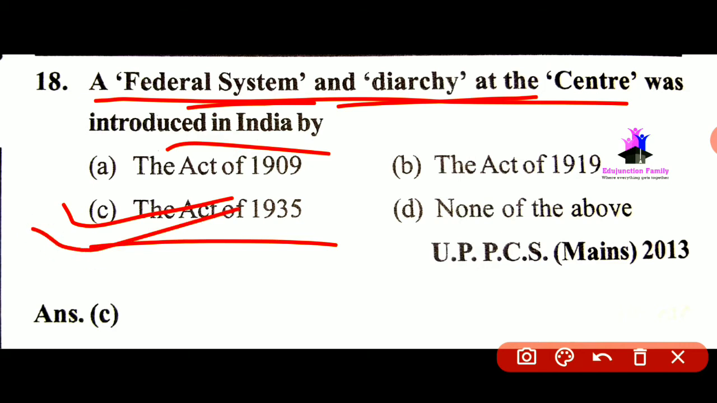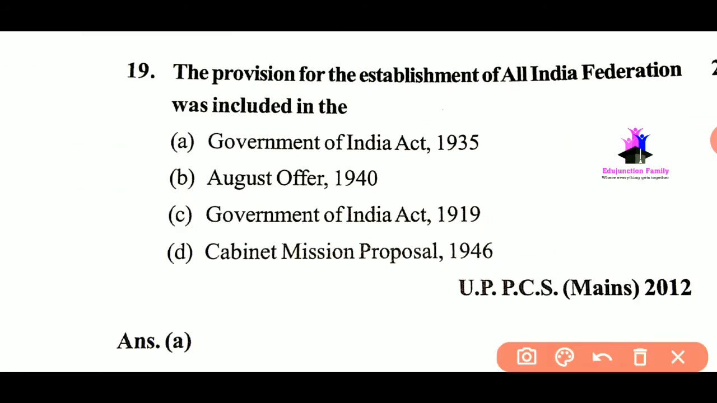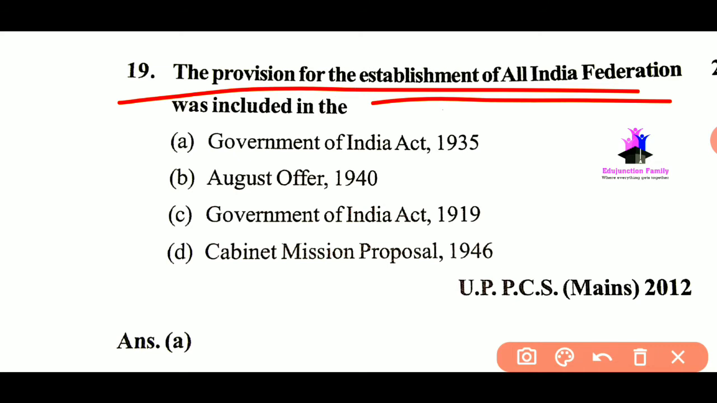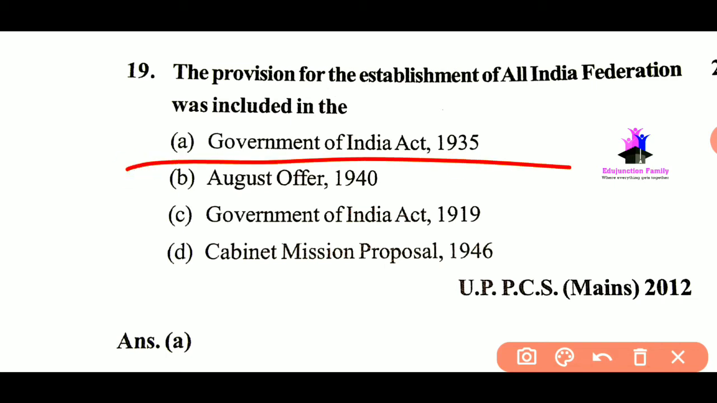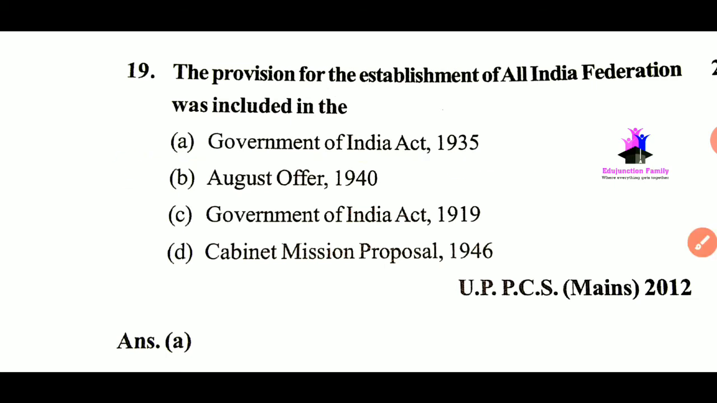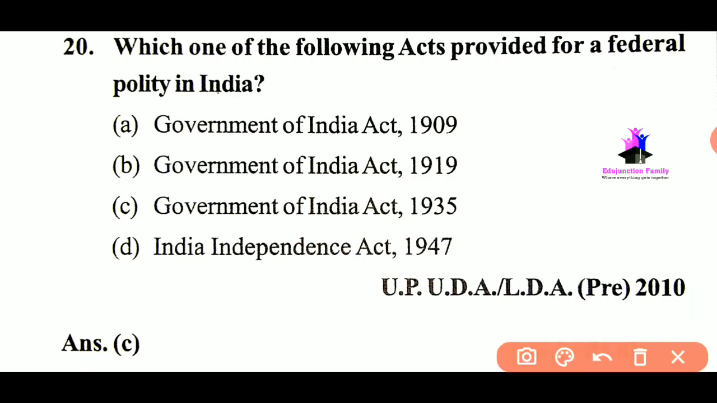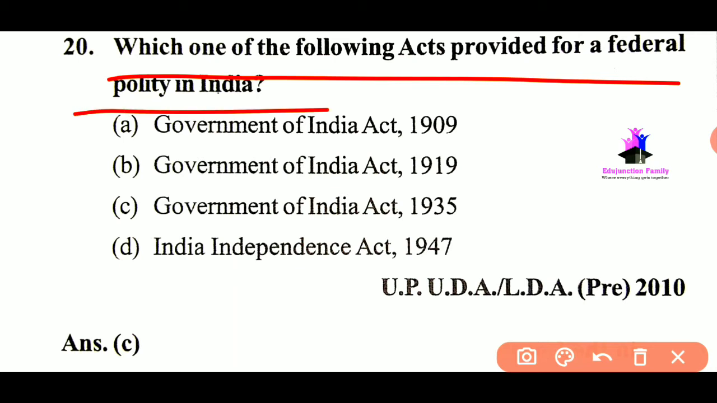Now we have the 19th question: the provision for the establishment of the All India Federation was included in the Government of India Act 1935. Very important, this act, the Government of India Act 1935. This is a very important act one should remember. Okay, now we move to the next question. Our 20th question is, which of the following acts provided for a federal polity in India? The Government of India Act 1935 also provided a federal polity in India.